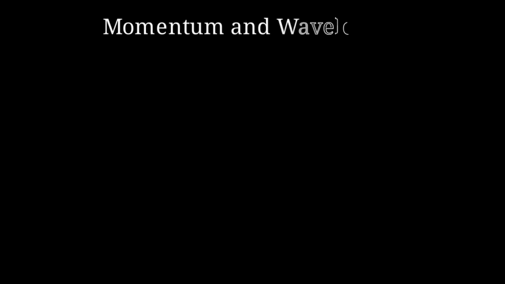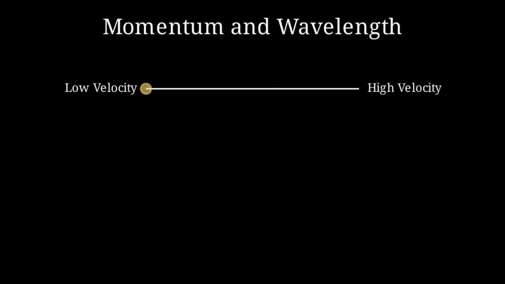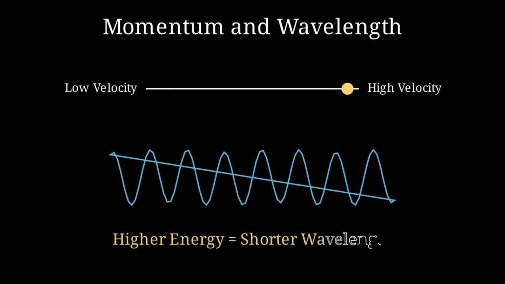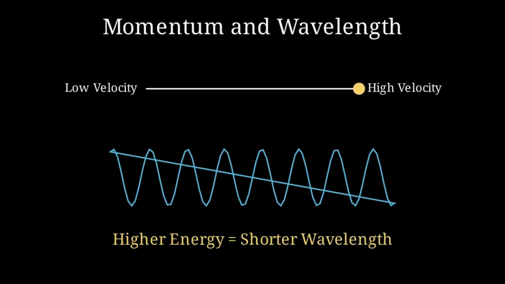This inverse relationship is crucial. Faster electrons have higher momentum and shorter wavelengths. This principle is what allows electron microscopes to see objects far smaller than what visible light can resolve.